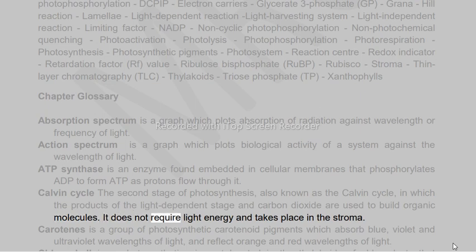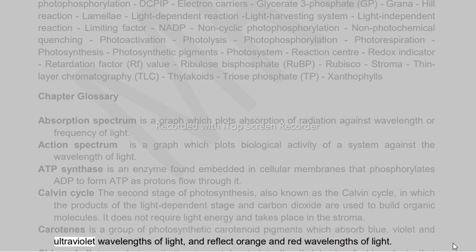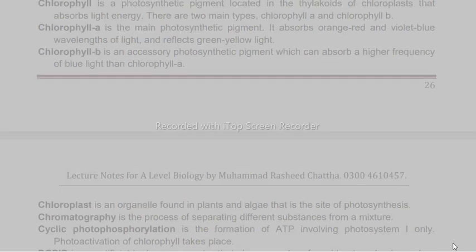It does not require light energy and takes place in the stroma. Carotenes is a group of photosynthetic carotenoid pigments which absorb blue, violet, and ultraviolet wavelengths of light, and reflect orange and red wavelengths of light. Chlorophyll is a photosynthetic pigment located in the thylakoids of chloroplasts that absorbs light energy. There are two main types, chlorophyll A and chlorophyll B.